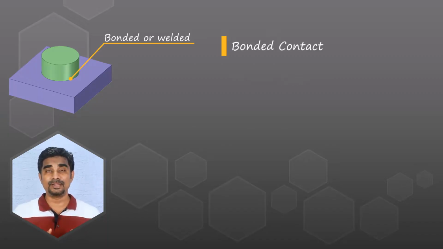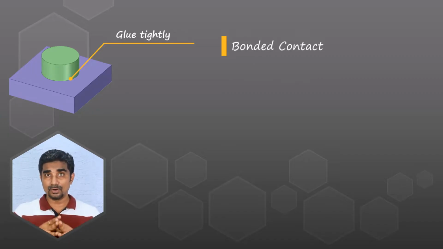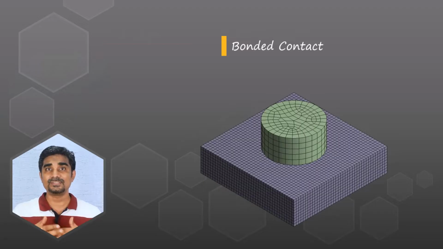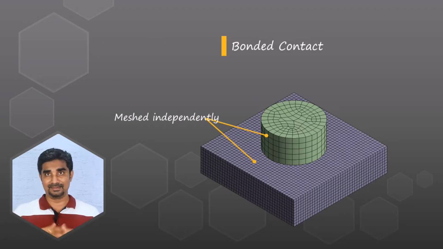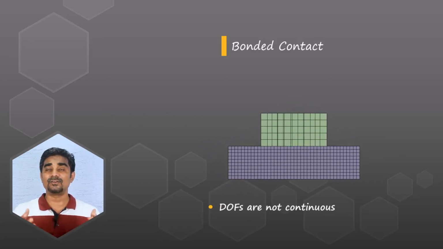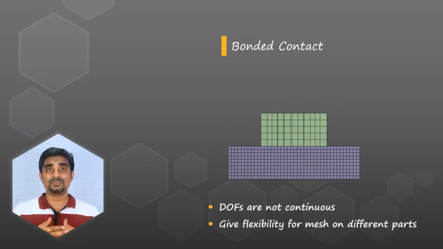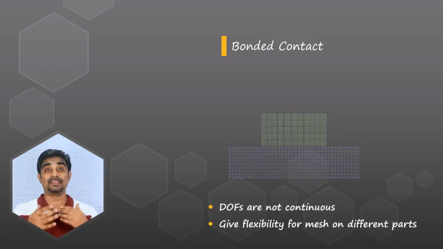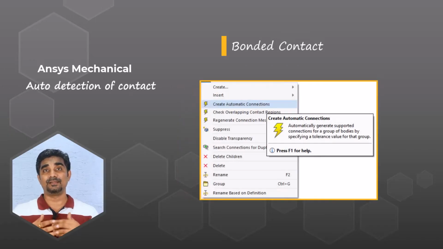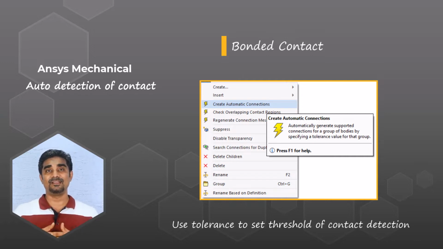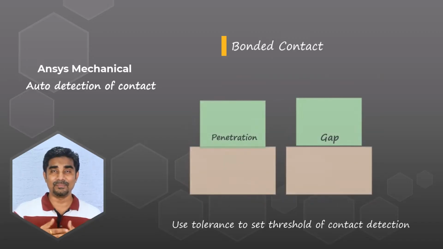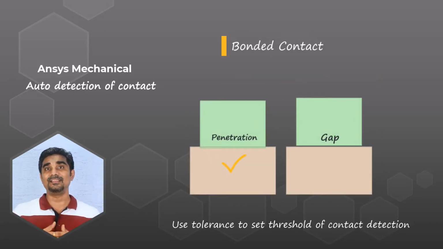Here, we can think of bonded contact as a contact setting that glues or bonds different parts together in our simulation. Regarding the meshing of a model with contact, the two sides of the contact interfaces are meshed independently, so the degrees of freedom of the two parts are not continuous. Since different meshing and size controls can be utilized on the two parts, this provides the user with flexibility in meshing the assembly. In Ansys Mechanical, we don't need to manually create contact between different parts. Ansys Mechanical can detect contact automatically. We can specify a tolerance to control the threshold of adjacent surfaces considered for contact. Even if the parts are not exactly touching each other, the solver can treat them as bonded together.